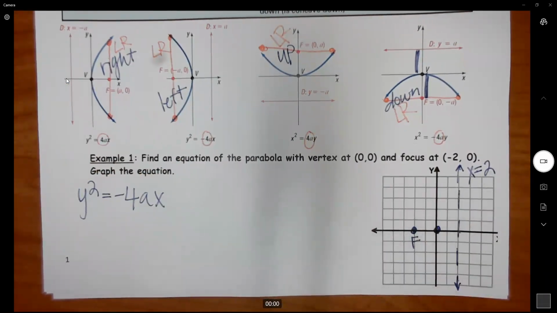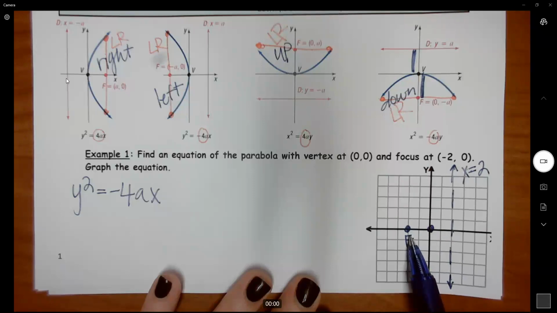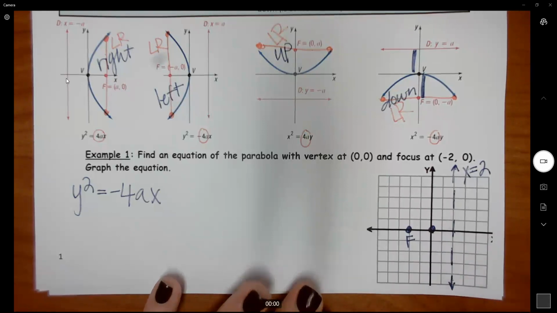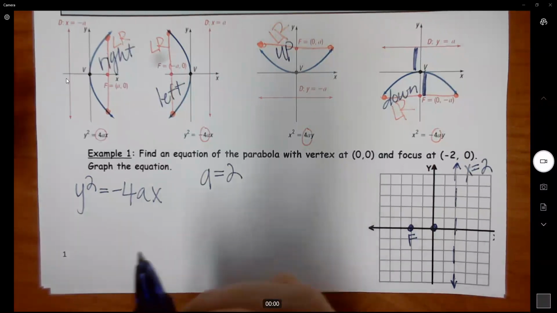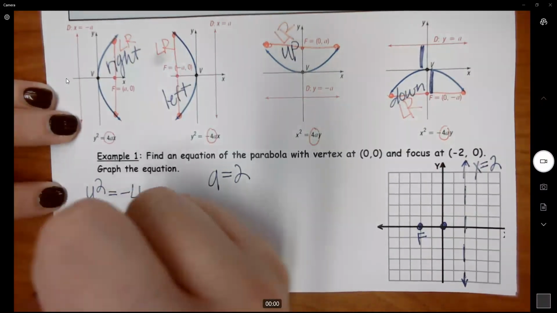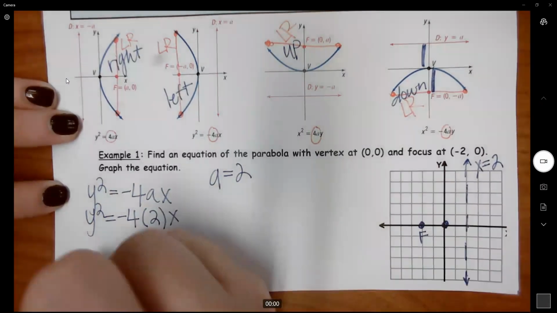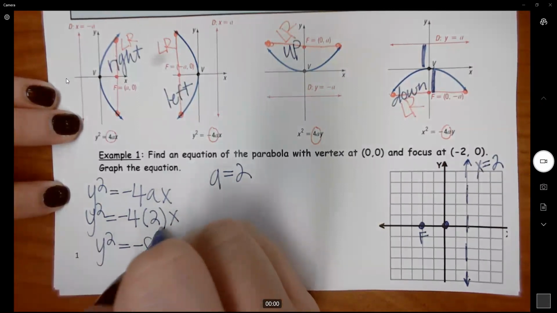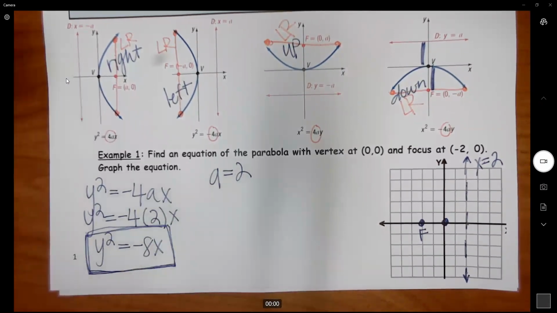The only thing I need for my equation is my a. And a is the distance between the vertex and the focus, and the vertex and the directrix. That distance is 2. So all I need to do is plug in a 2 for this a. So I've got -4 times 2 times x. That simplifies to y squared equals -8x. So that is my equation.